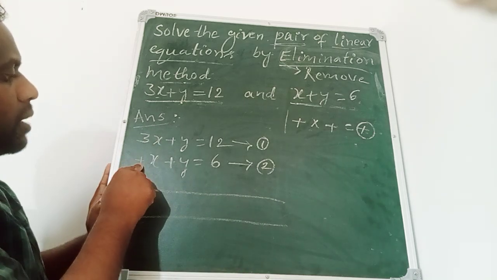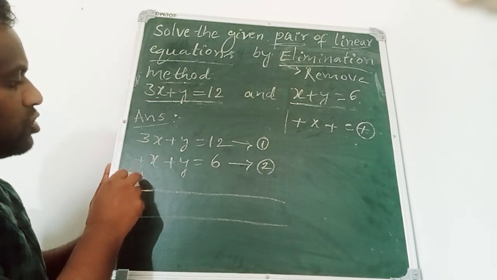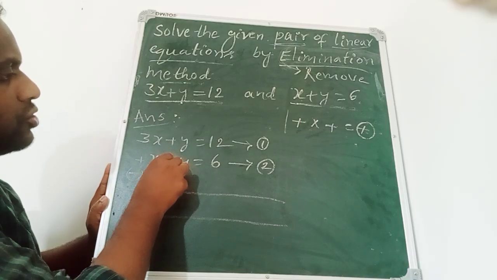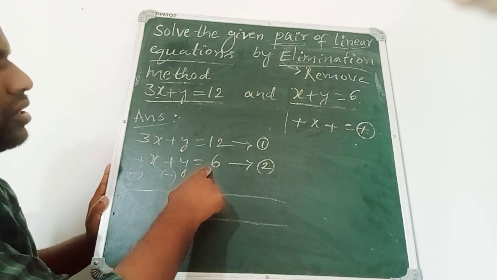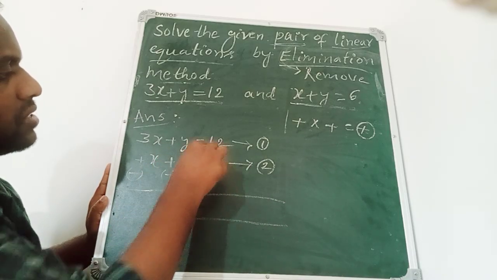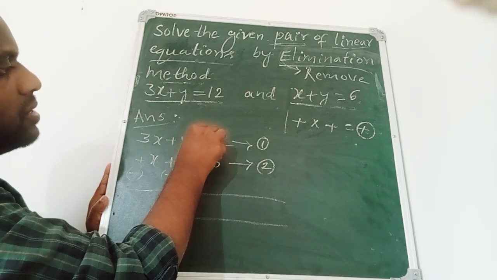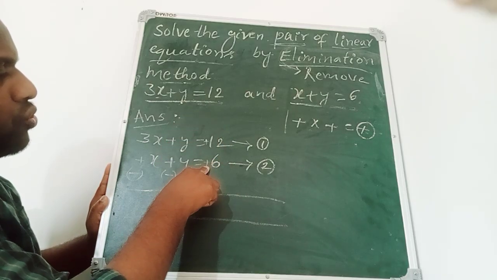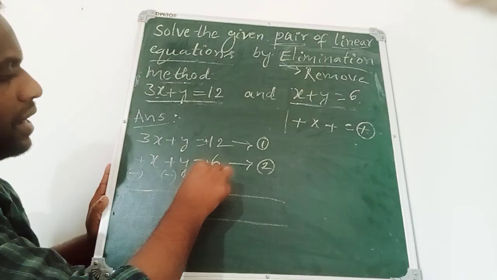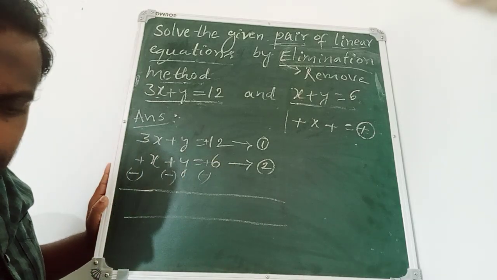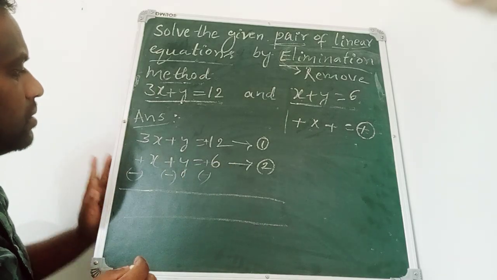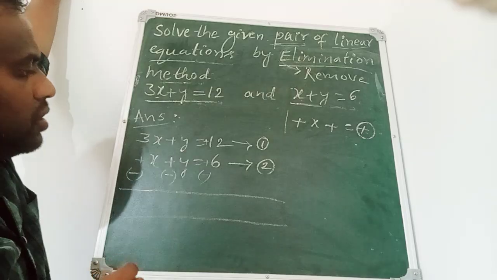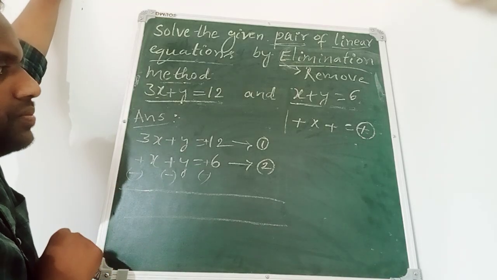So here plus is there, I will change to minus. Here also plus, I will change to minus. Here, see, nothing is there means plus is there. Here nothing is there means plus is there. So we have to change the sign plus to minus. Okay. Now we have to subtract.